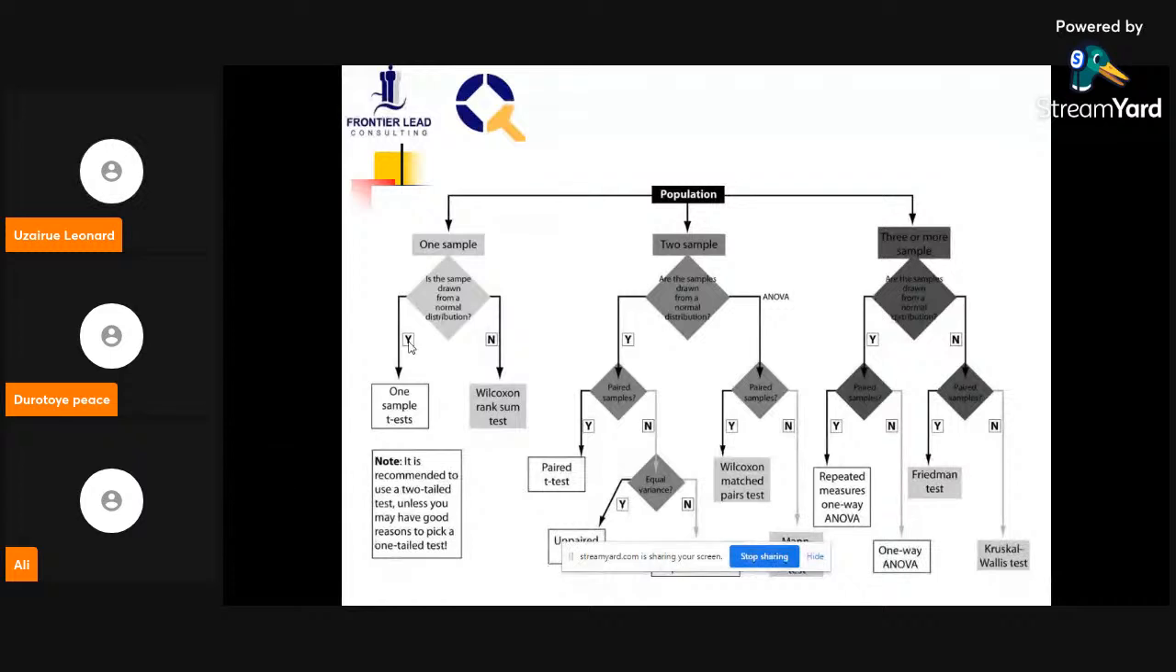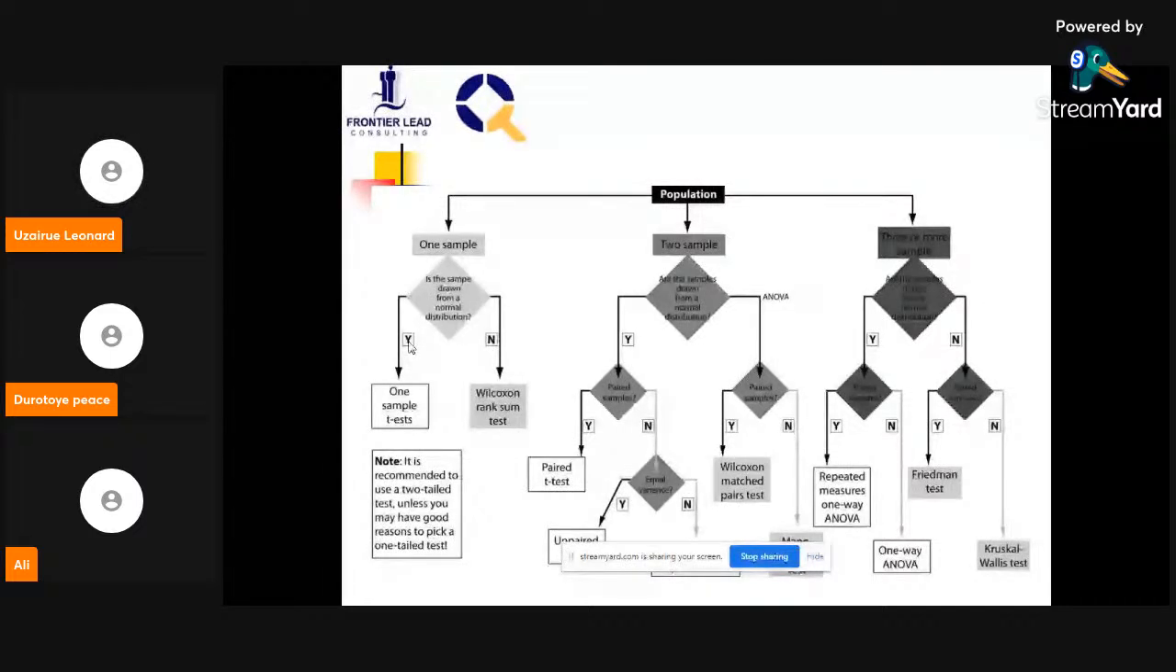Now, you know that I said it is recommended to use a two-tail test unless you have good reason to pick a one tail test. So that's just by the way. What we are saying in essence is that in all your analysis, you must make sure that there are two tails, except if conditions warrant you to use a one tail test.